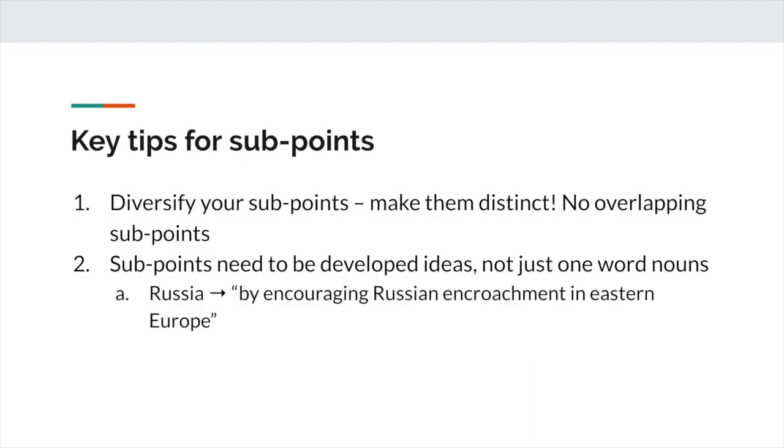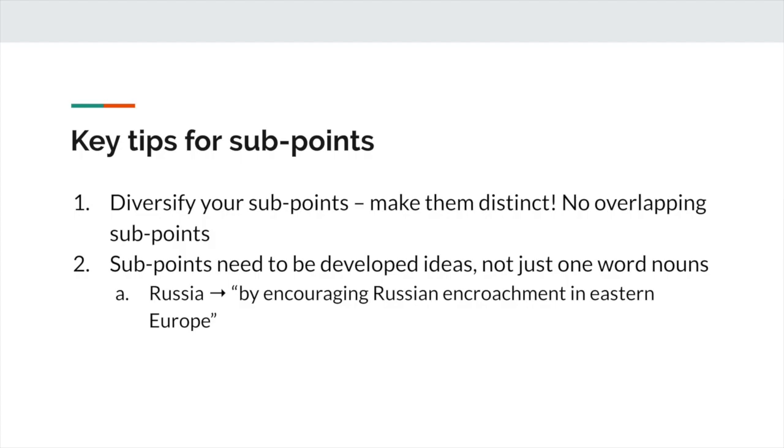Oftentimes, I see freshmen have overlapping subpoints, and what I mean by that is that functionally, 2 of your subpoints are basically the same thing. So if you were talking about pizza having tons of options, and then there being a variety of many different types of pizzas, well, guess what? Both of those subpoints are functionally saying the same thing, variety. So those are overlapping subpoints.